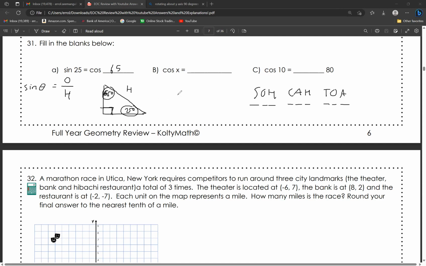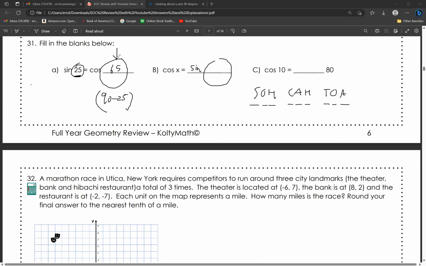Okay. All right, so for B, same idea. Same idea for B and C, actually. All three of them. So this one would be sine. What would this part be? Sine. Think about what we did here. How do we get to 65? 90 minus this one right here. Yeah, would be this one right here. Right.